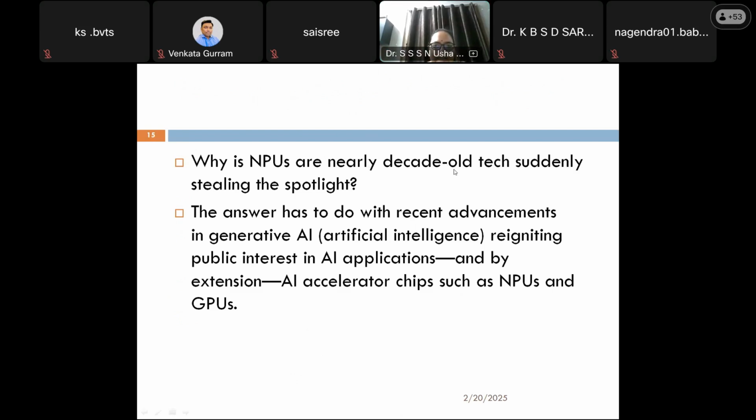So why did they come into the picture now? Because they are already a decade old, but nobody actually knows this. And what is this NPU? We always hear the word GPU, CUDA programming, but we are never aware of this kind of NPU. But normally we are able to see it, because the reason is the AI applications are growing very fast and came into our lives.